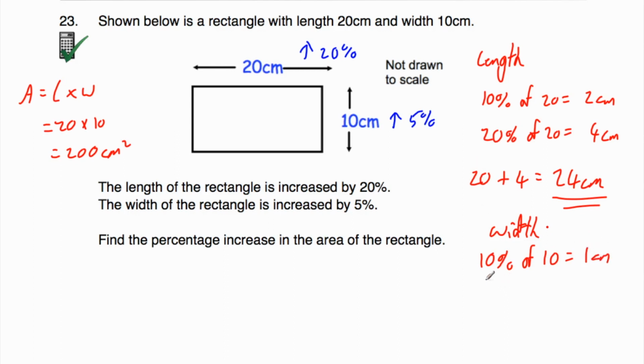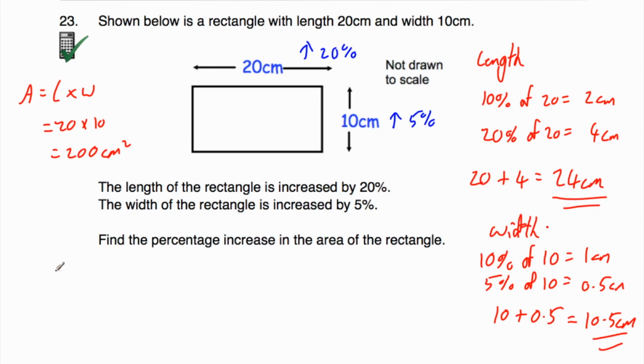5% will be half of that, which is 0.5 centimeters. So the width is increased by 5%, so there's going to be an increase of 0.5 centimeters, so it's going to be 10 plus 0.5, which is equal to 10.5 centimeters. So we now know what the new length is and the new width of the rectangle. So we can then times them together to get the area of the new rectangle.